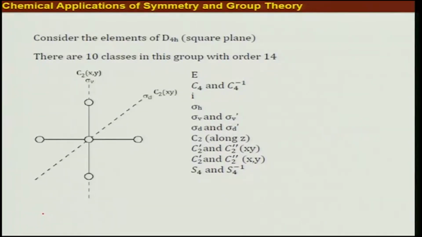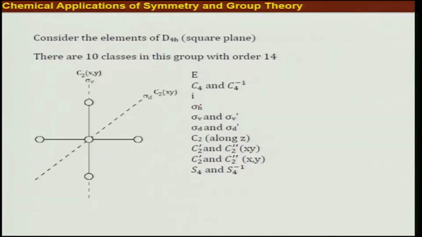So let's come back to the classification of the symmetry operations. On your screen, you can see the D4H point group, and the classes that are possible for this particular point group are written here. You have 10 different classes. You have identity, inversion, and sigma H, which form classes by themselves. We have already told that, and here you can see that.